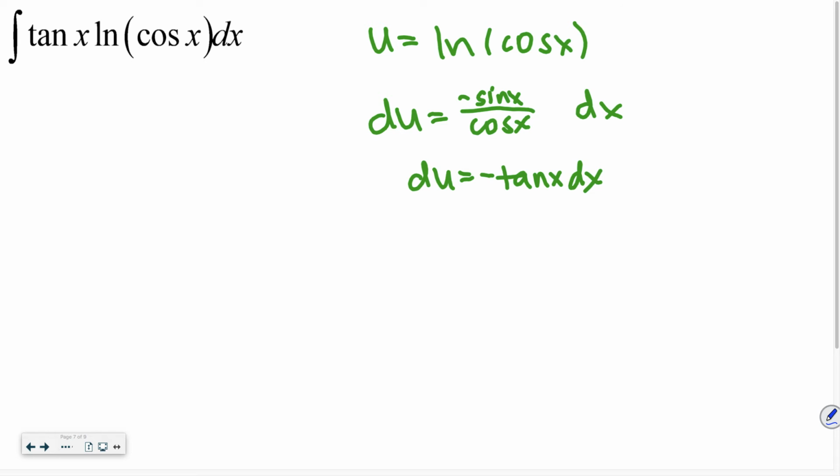So what we have now is negative the integral of what? U du. Oh my goodness. That's just silly. I mean, it's the same problem. It's the same problem. Oh my goodness. I agree.